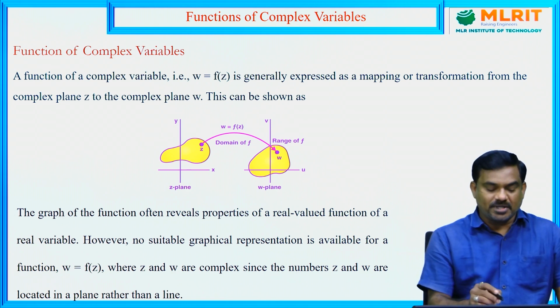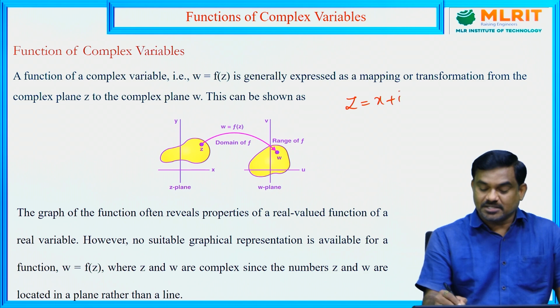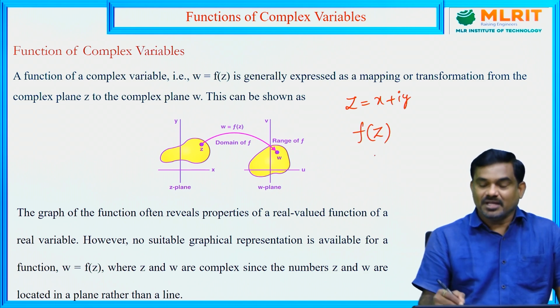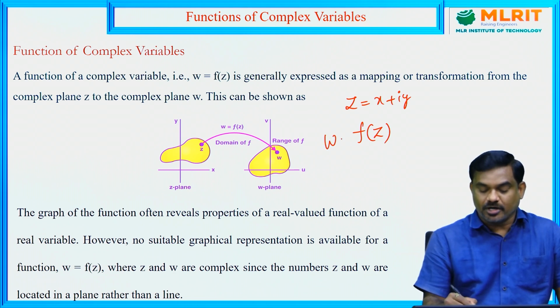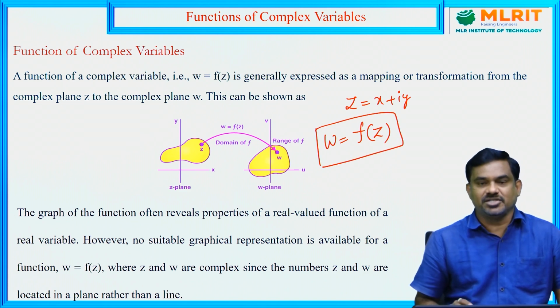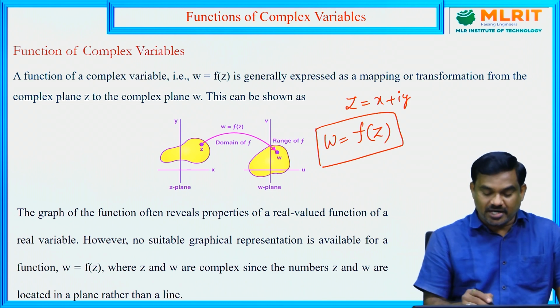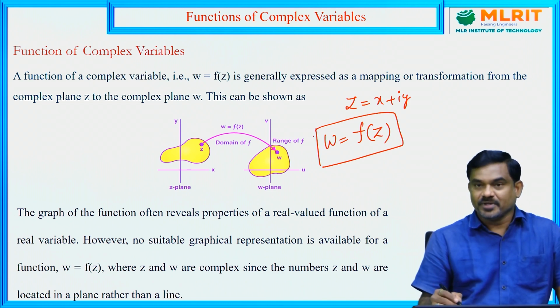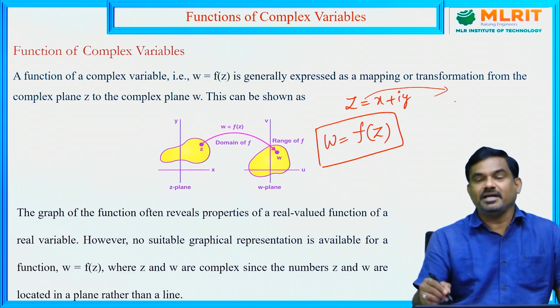Now, coming to the definition of a function of a complex variable. Just now I told you, the complex variable is denoted by z, which is x plus iy. A function of a complex variable means f of z, and the result will be some other complex variable that is denoted by w. This is the notation. w equal to f of z is generally expressed as a mapping or transformation from the complex plane z to the complex plane w. So every z is mapped to a complex variable in the w plane.